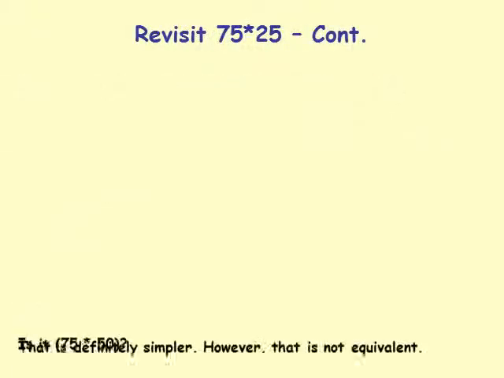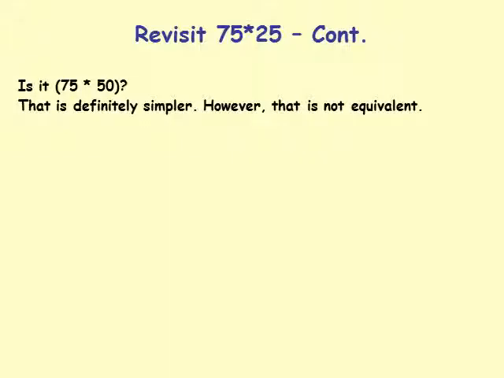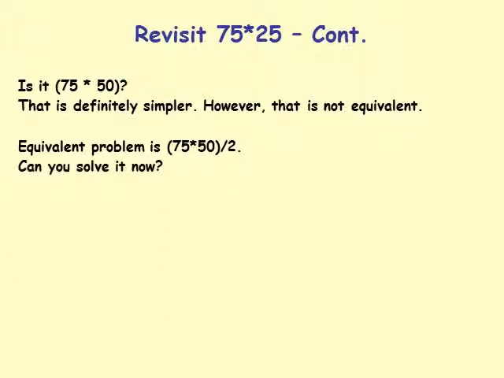Let's continue revisiting here. So what we have is 75 times 50. That's definitely simpler, however that's not equivalent. That's what we did in the previous slide. So for an equivalent problem, since we multiplied by 2, we have to divide by 2. 75 times 50 divided by 2. That is, by multiplication and by division by 2. Double the numerator and double the denominator. In a whole number, the denominator is 1 and we don't show it.